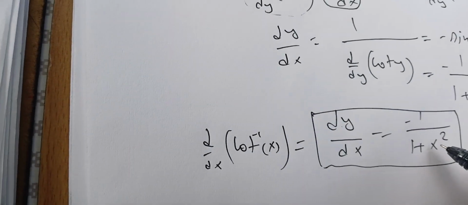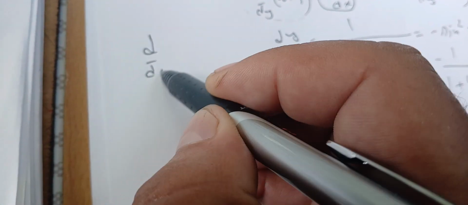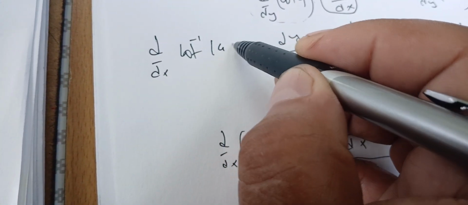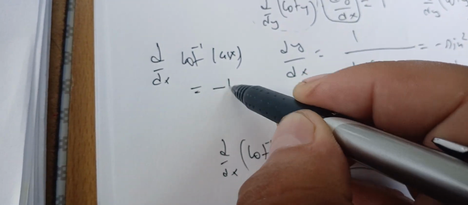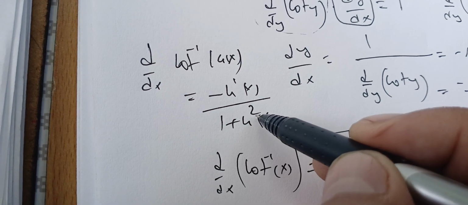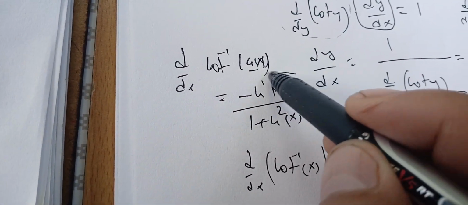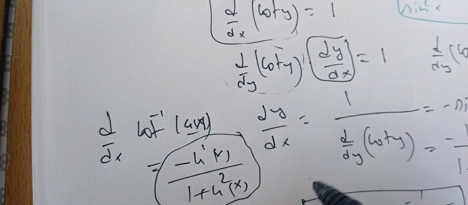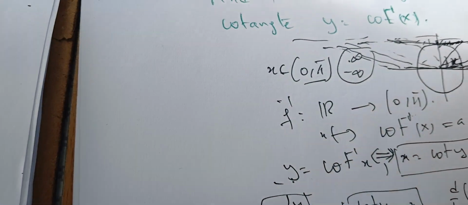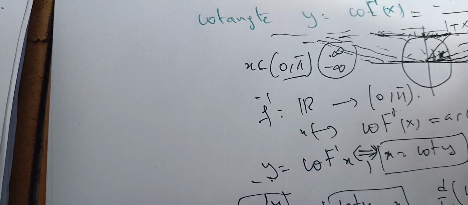Okay, we can use the chain rule and we can prove that d over dx of cotangent inverse of u of x is going to give us minus u prime of x over 1 plus u squared of x, in case we have a function here instead of x. So the chain rule gives us this result. So this is one way of proving that the derivative of the inverse cotangent is minus 1 over 1 plus x squared.